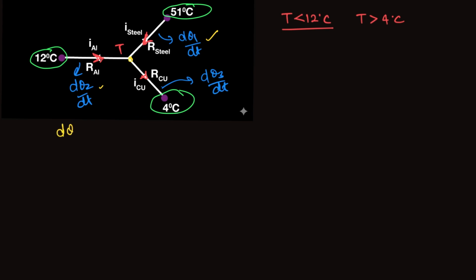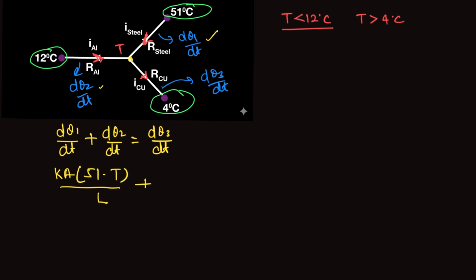Now if I write equation of Kirchhoff law, so dq1 by dt plus dq2 by dt, that should be equal to dq3 by dt. And all rods are similar, their thermal conductivity also same. So what I can write, first case K into A, that is 51 minus T divided by L. In second case I can write K into A, that is 12 minus T divided by L, and in third case what I can write, K into A, that is T minus 4, higher minus lower, divided by L.